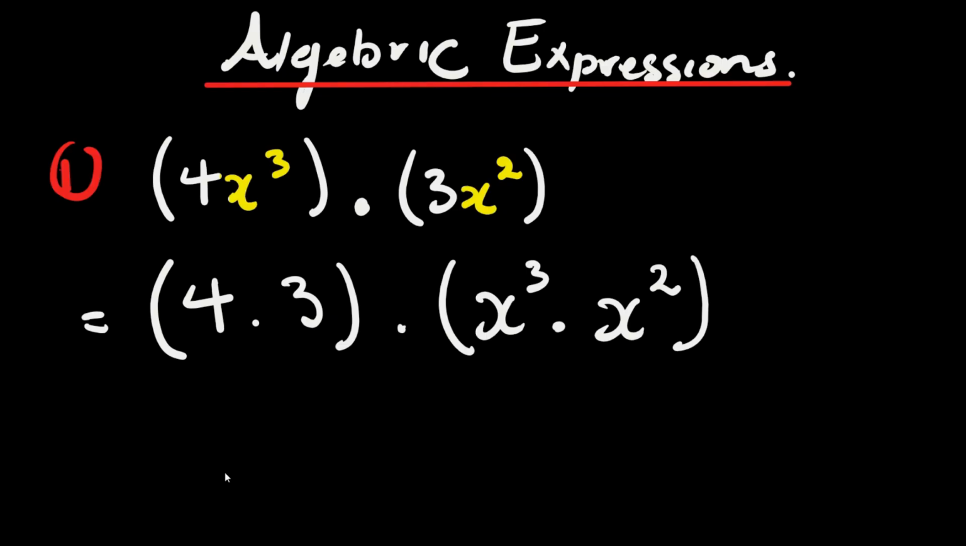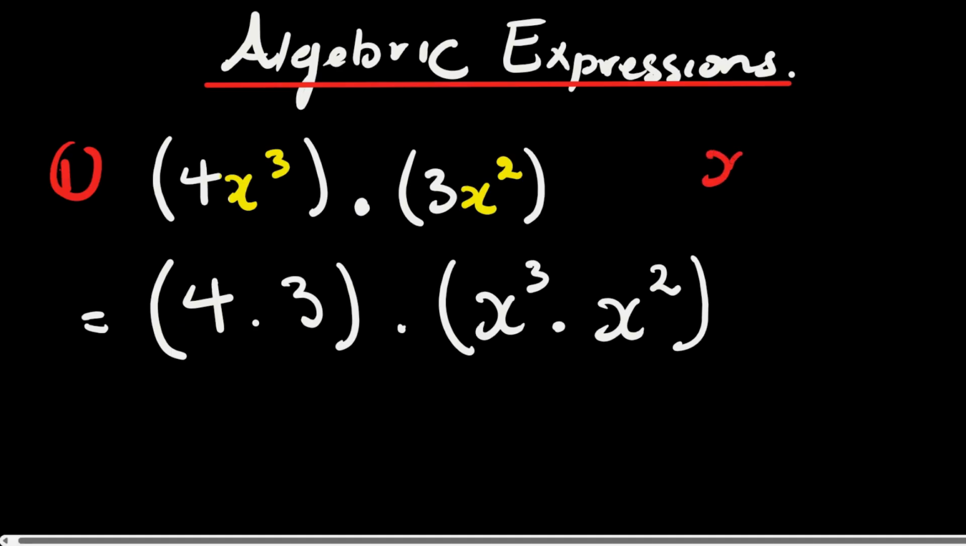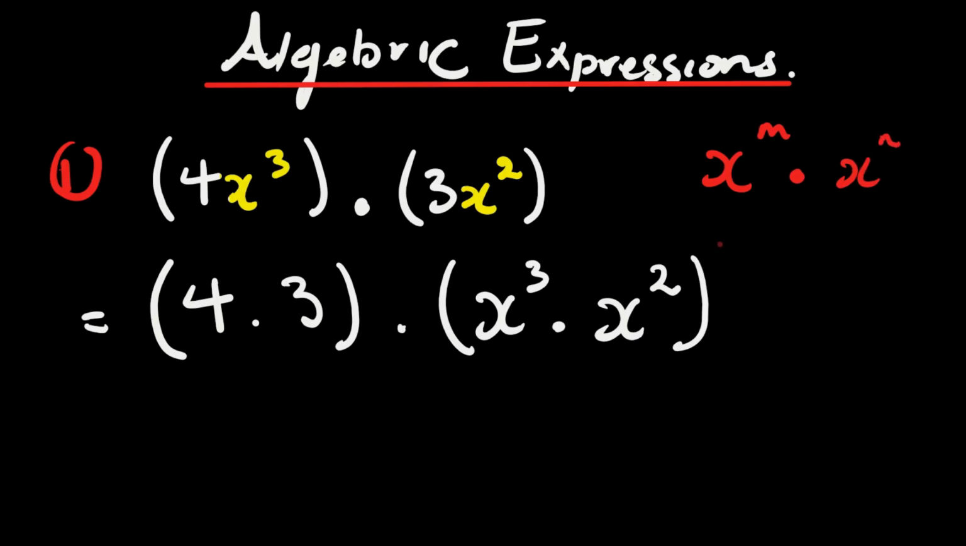And from here, how you solve it, you have to first remember the laws of exponents. The first law of the exponents says when you multiply the same base, you add the exponents. Let's say it's x to the power m times x to the power n. This should be equal to x to the power m plus n. So this is what is going to be applied here.